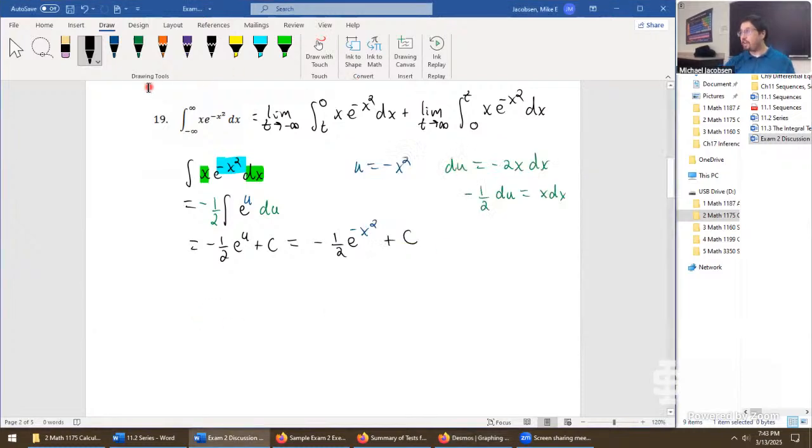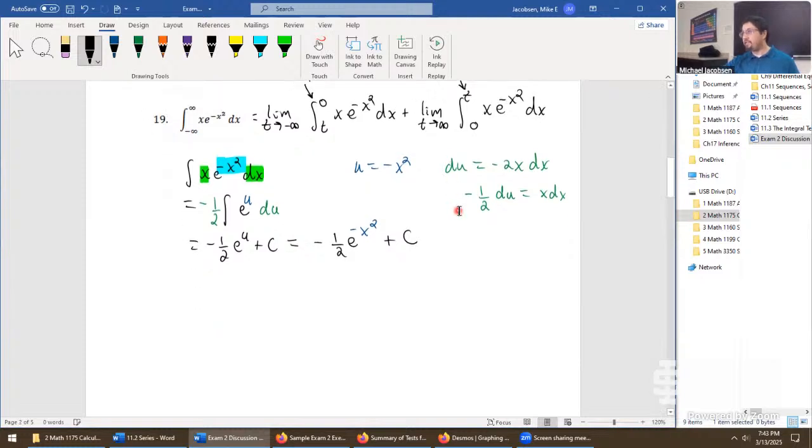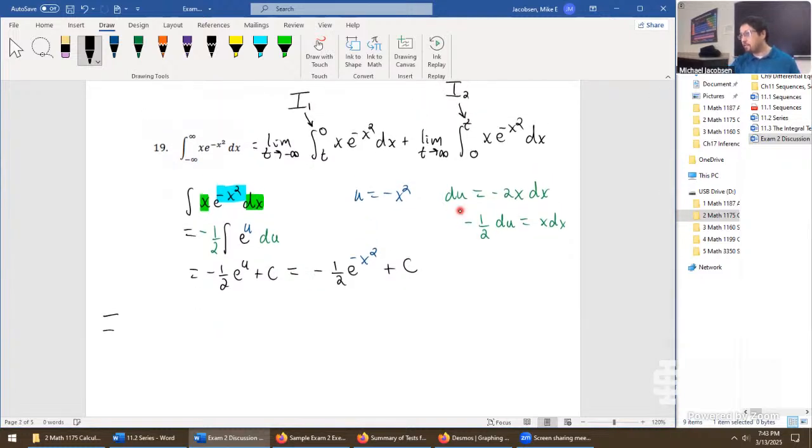Well, let's give this a try. We can say and take the limit. Let's code these up a little bit so we know which one we're talking about. Let's call this I1. Let's call this one I2. Now for I1, we can write it's this limit right here for sure. Let's write it first: limit as t goes to negative infinity.